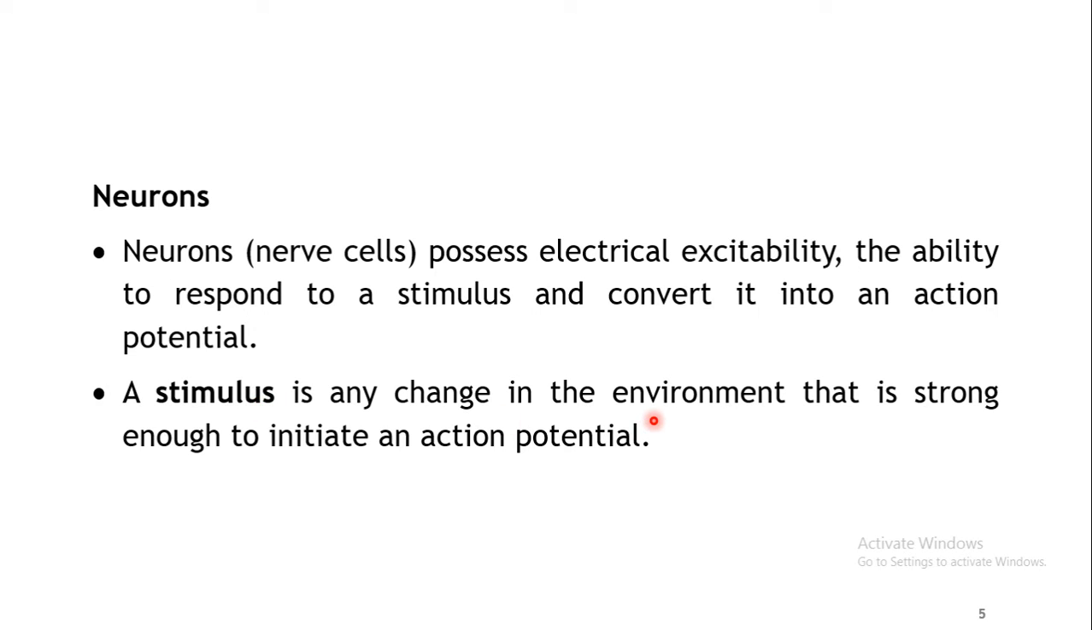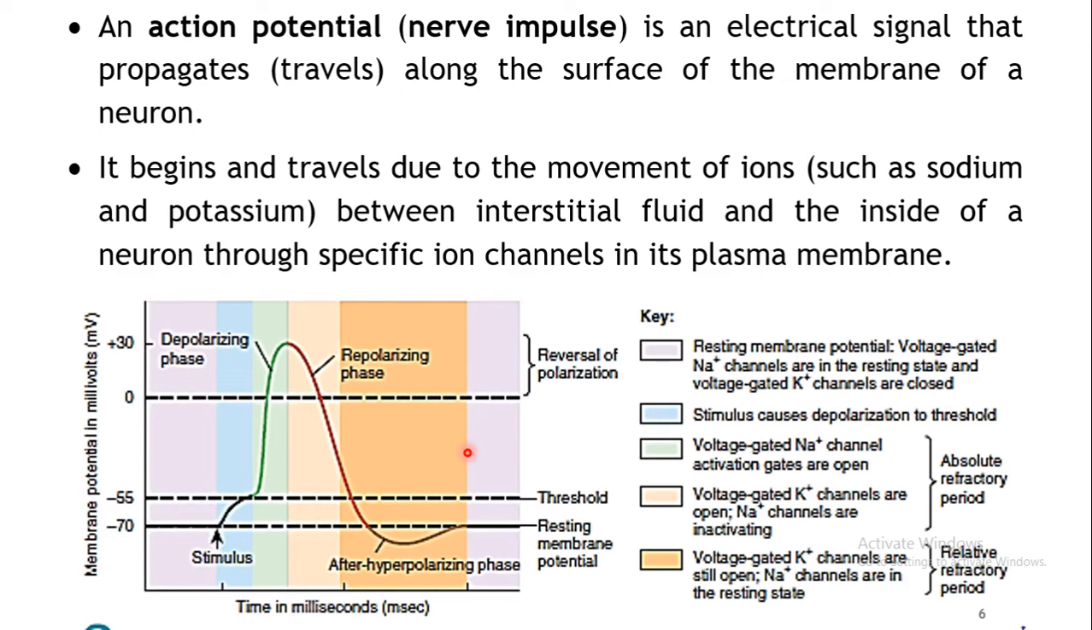A stimulus is any change in the environment which is strong enough to initiate an action potential. So it should be able to generate an action potential. For that, it has to cross a particular threshold level. We'll come to that when we actually look into the action potential. That is the nerve impulse. This is basically an electrical signal which is propagating, that is, it is traveling along the surface of the membrane of your neuron.